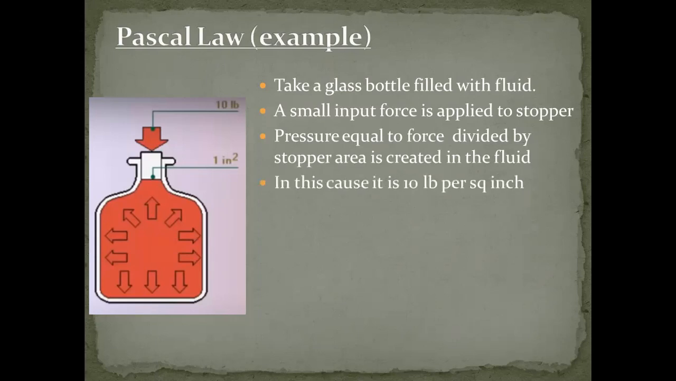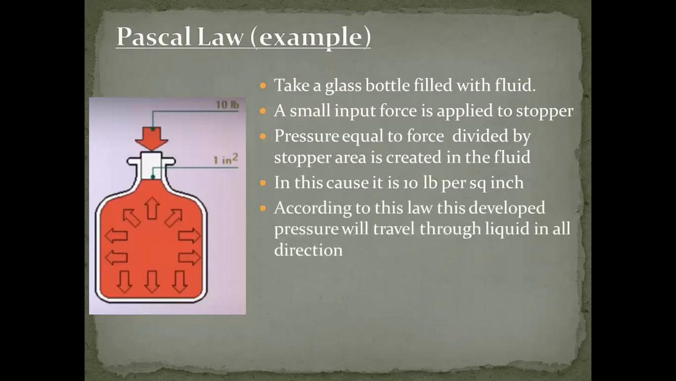Let's suppose that the force we have applied is 10 pounds, and the area of the cork or stopper is 1 square inch. Then the pressure applied to the liquid is 10 psi.